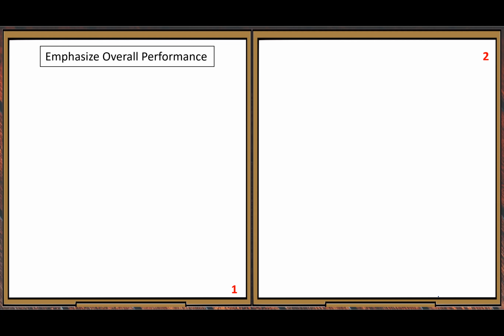So let's look at now our new consideration. We want to emphasize overall performance. So the overall here corresponds to average case. Average case. So we have to change our view another time, this time.